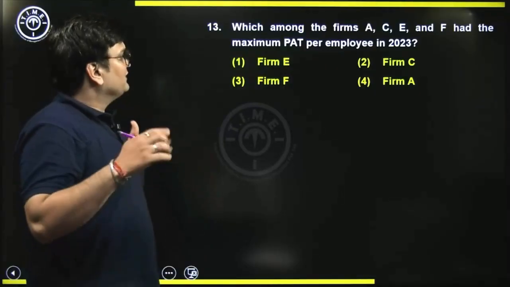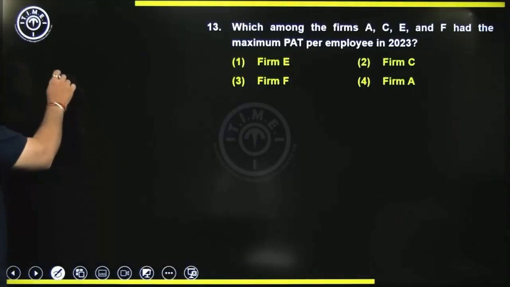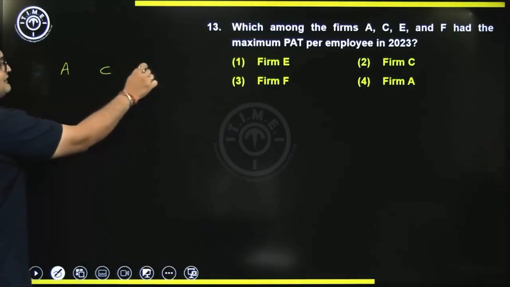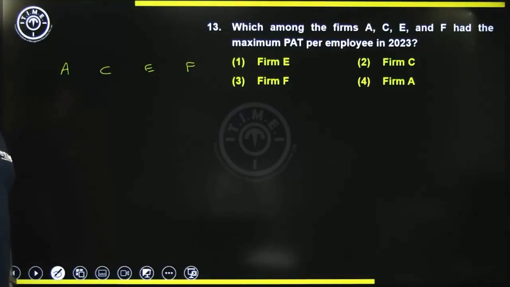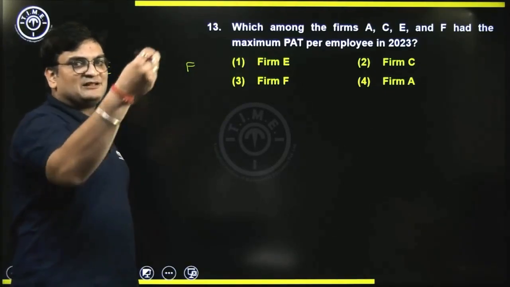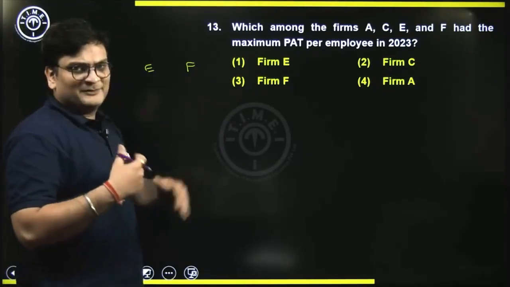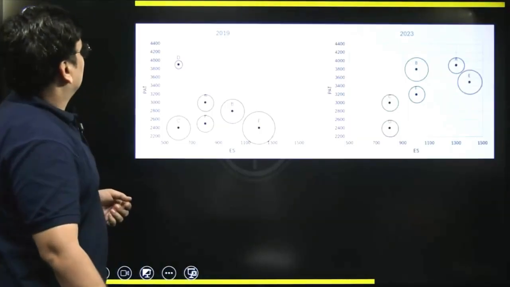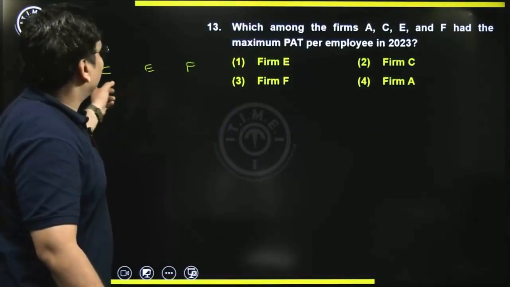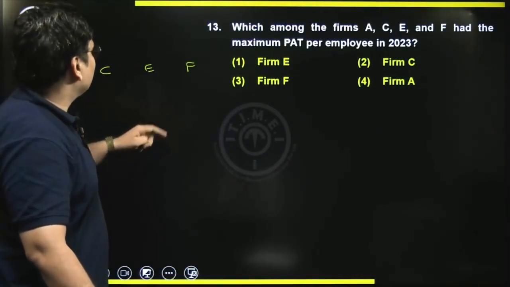Which among the firms A, C, E and F had the maximum PAT per employee? A, C, E and F. Maximum PAT per employee. So how do we calculate that? Simple. So divide PAT by employee strength. So whichever firm has the highest, that will be the answer. Let's try to see. So PAT options are A, C, E and F in 2023.